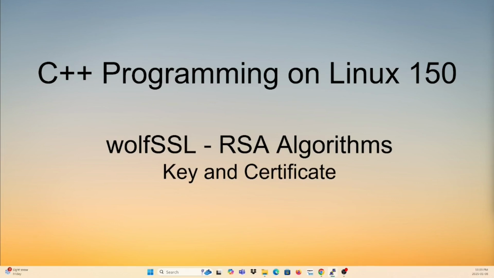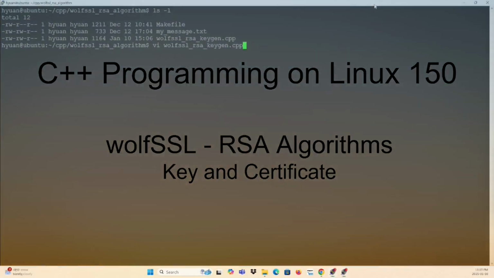In this short video, we are going to write two C++ program examples using the WolfSSL RSA algorithm to generate a key and certificate, and walk through the basic steps of how to use the RSA algorithm in a security communication project. You can compare all these three libraries and make your own decision for your project.